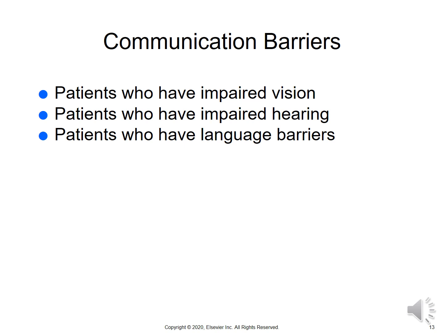So let's talk about patients who have impaired vision. When working with patients who have impaired vision, it's important to ensure the room has adequate light. Position the patient so she or he does not have to look directly towards the light source. Make sure the patient is wearing their contacts or glasses if needed.